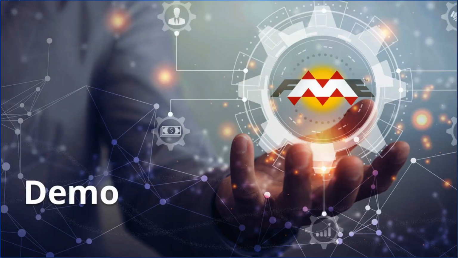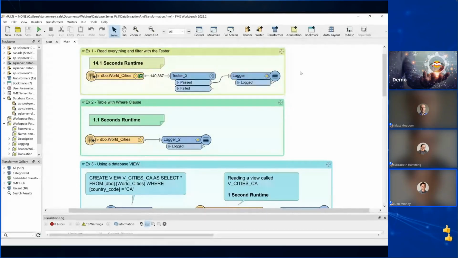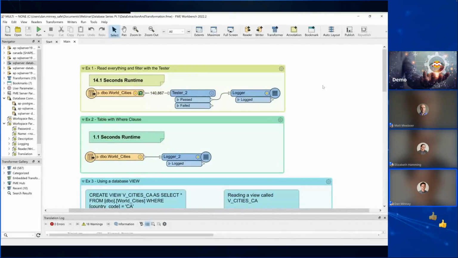So we'll take a quick look at our demo. I'll just share my screen. In our first bookmark, this is our first example, and this is the standard case where you're reading in your full data set. We've got 140,000 features, and then we're using a tester to filter our features.